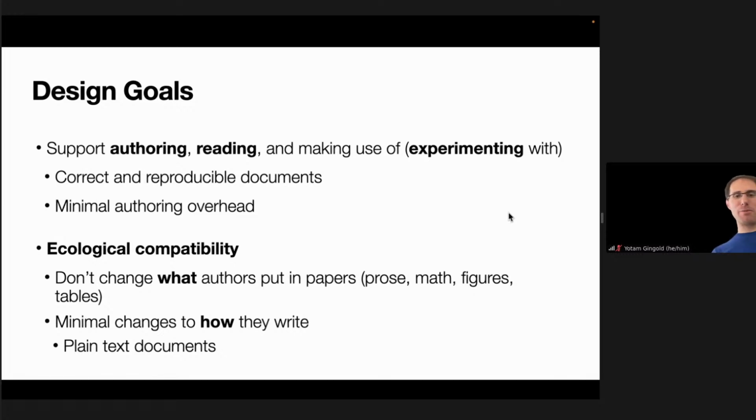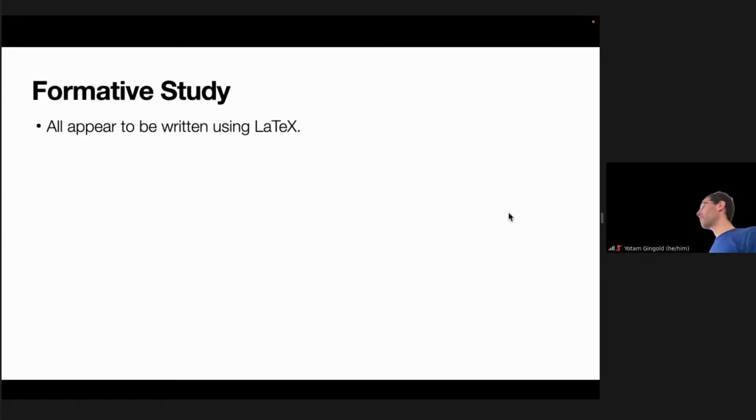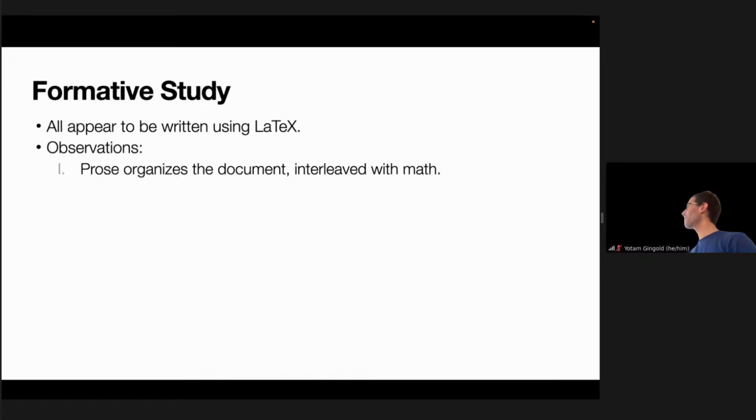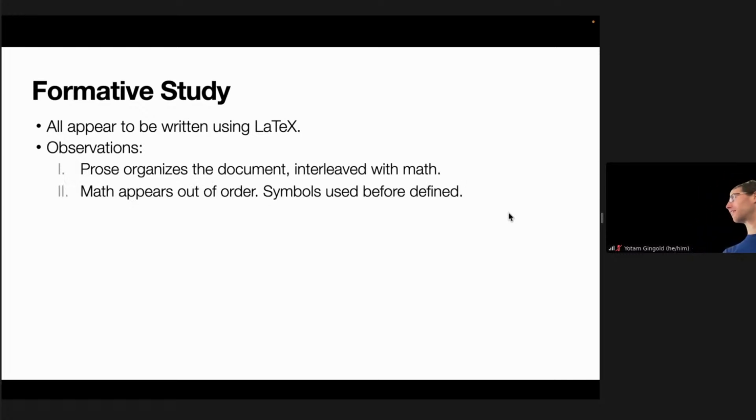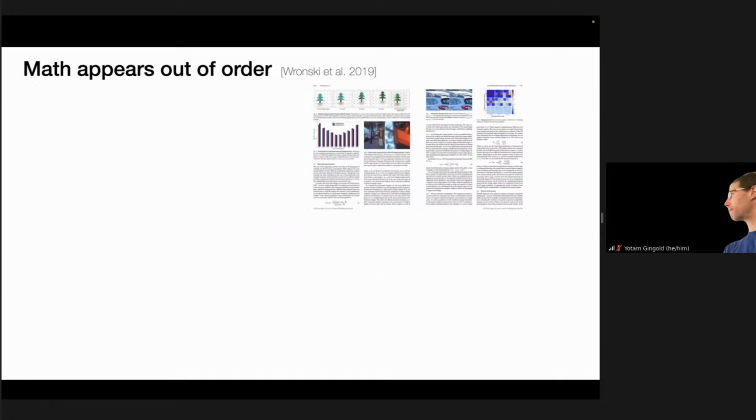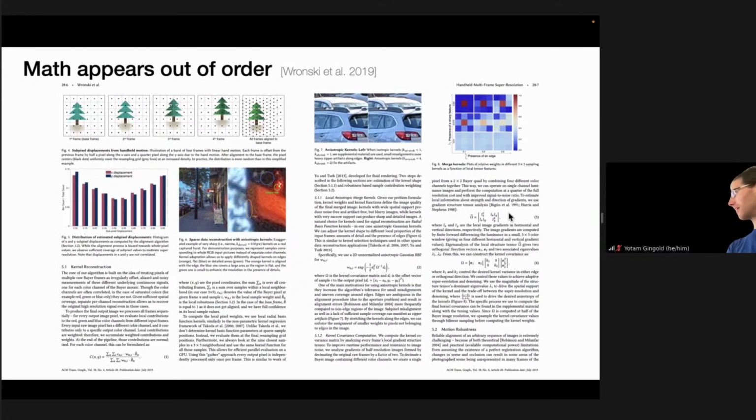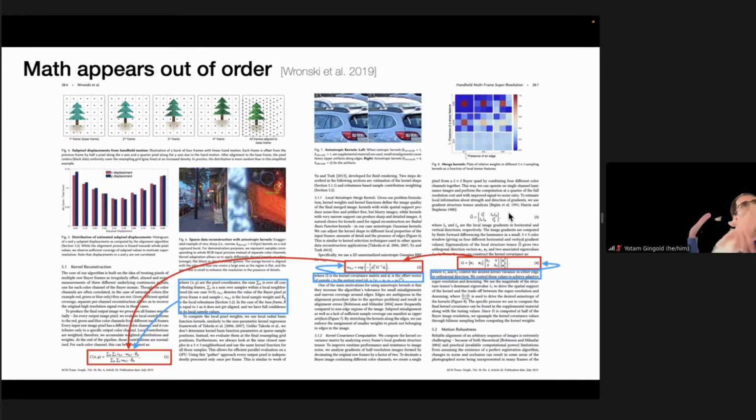And what better way to do it than to do a formative study, look at hundreds of papers, and realize that prose organizes the document. So the math can appear out of order in a paper. Looking at this example, here's a formula, but where are the symbols defined? Oh, they're actually defined later in the paper. And even a symbol in that later thing is defined later in the paper, and then described in prose, which could come after it. So definitely can't assume things appear in order.